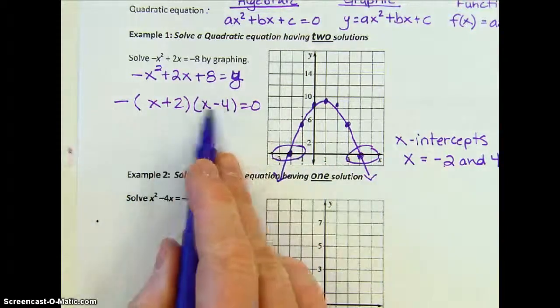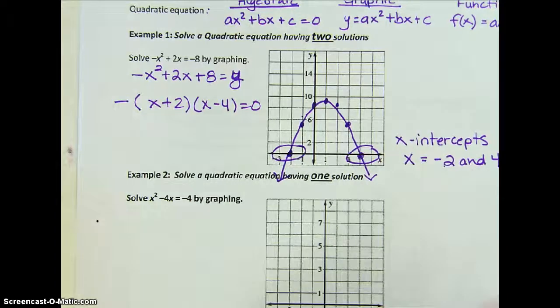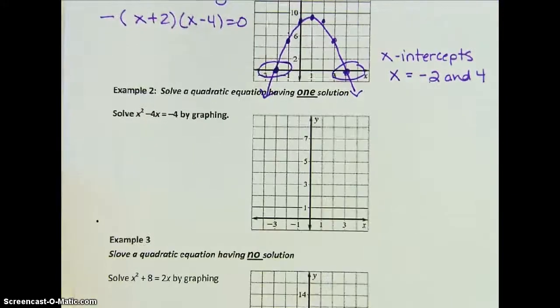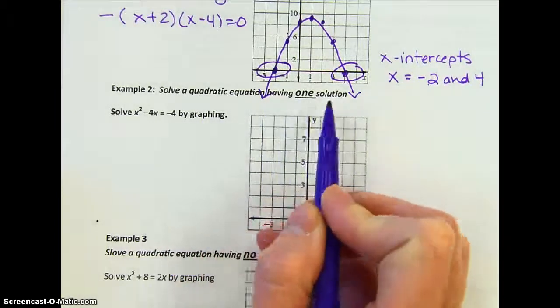You can see your intercepts. You can see them here. Therefore, they're solutions. But notice it says two solutions. Why does it have two solutions? It's because it has two x-intercepts. But does that always happen? So let's look at example 2. It says solve a quadratic equation having one solution.